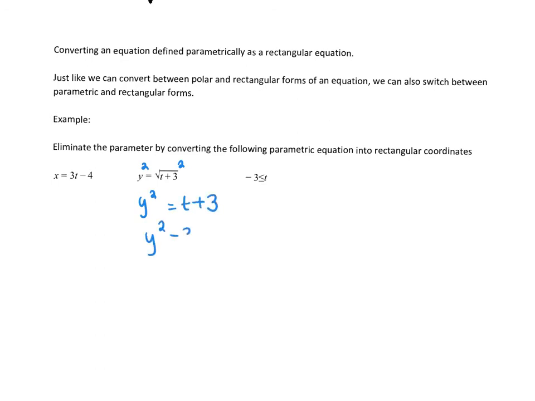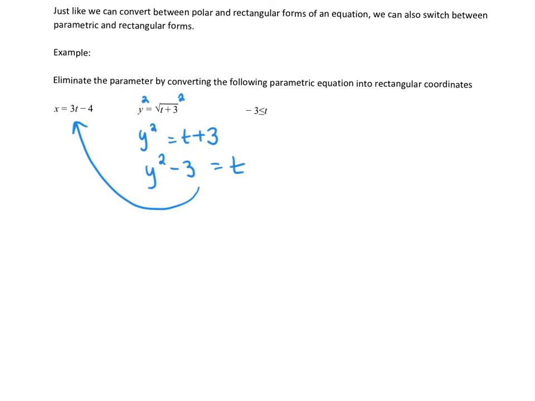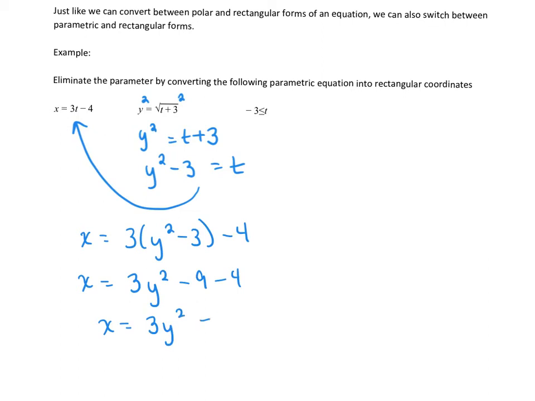And so then t is y squared minus 3. So now when I plug it in, I know I'll have some kind of square equation. So that'll end me up with x equals 3 times y squared minus 3 minus 4. And then I'll simplify that by distributing the 3. So 3y squared minus 9 minus just 4. So x equals 3y squared minus 13.